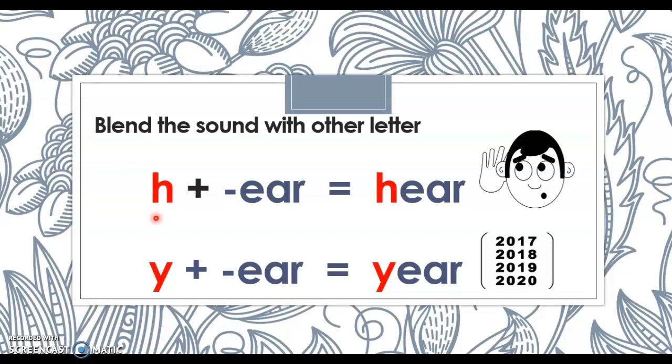Now, let us blend the sound with other letter. We add h to ear, here, here, here. y to ear, yeah, yeah. Ear, ear, year, year, year, year.